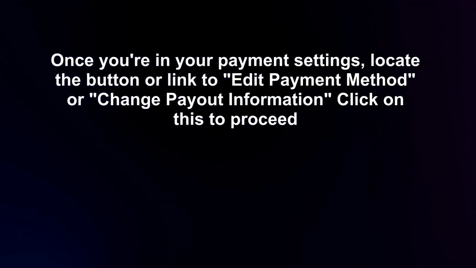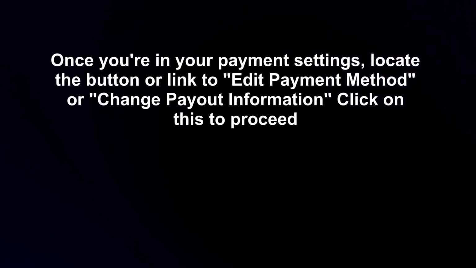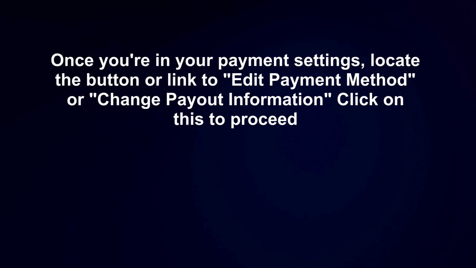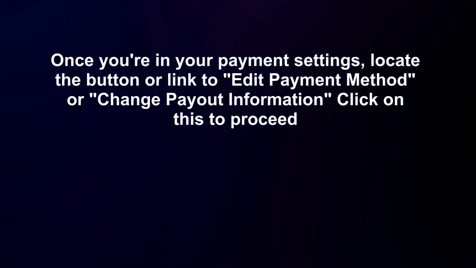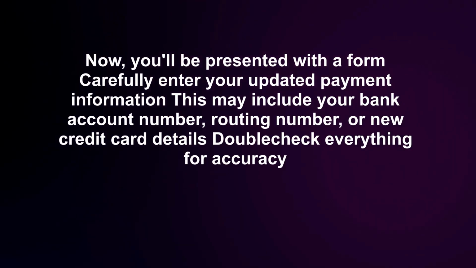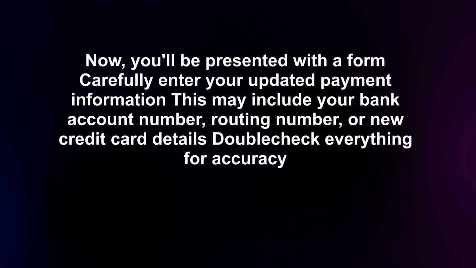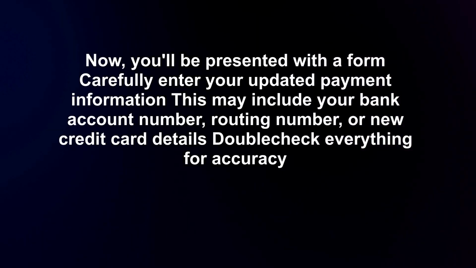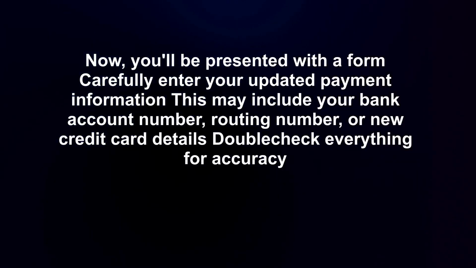Once you're in your payment settings, locate the button or link to edit payment method or change payout information. Click on this to proceed. Now, you'll be presented with a form. Carefully enter your updated payment information. This may include your bank account number, routing number, or new credit card details.